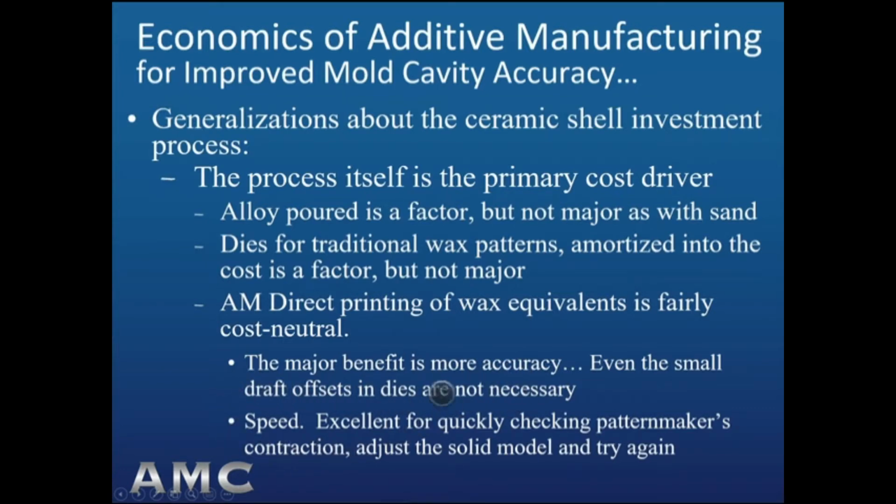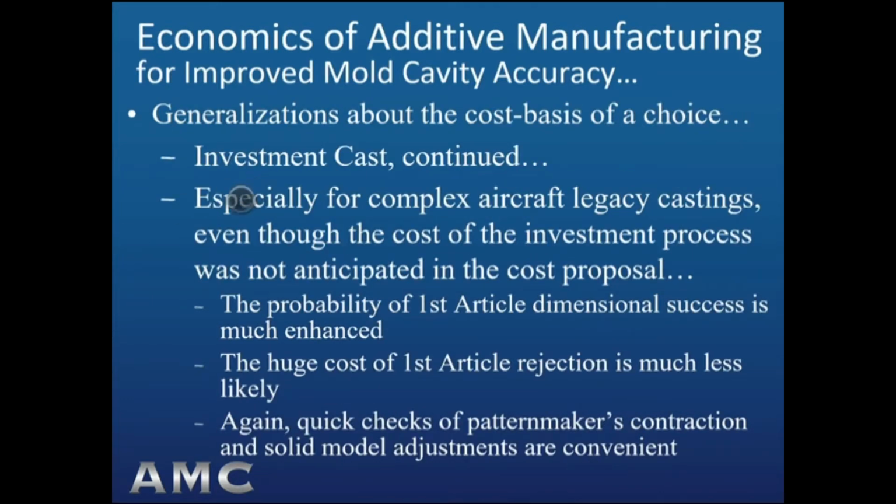And speed. Excellent for quickly checking pattern maker's contraction, so adjust the solid model and try again. And in the case of printing, adjusting the solid model and printing again is really quick, especially for complex aircraft legacy castings. Even though the cost of the investment process was not anticipated in the cost proposal, the probability of first article dimensional success is much enhanced. The huge cost of first article rejection is much less likely. And again, quick checks of pattern maker's contraction and solid model adjustments are convenient and very quick.